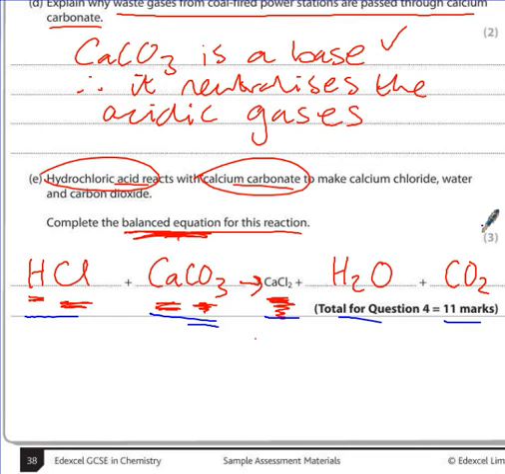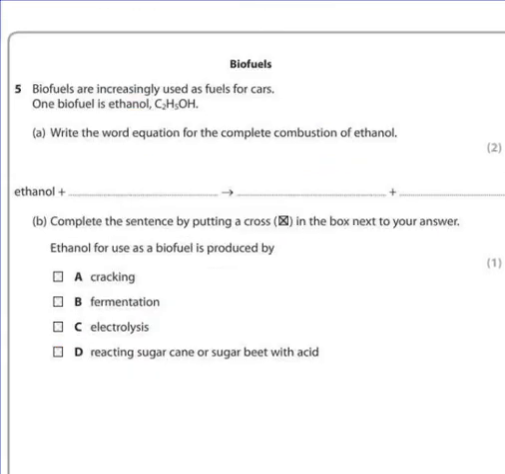Right, we're looking for 3 marks. 1 mark for the formulas on the left, 1 mark for the formula on the right, the products, and we just need to balance it to get that final mark. H's on the left are 1, but there's 2 on the right, so we need a 2 there. Chlorines on the left are now 2, and we've got 2 there, so that's okay. Calcium's 1, calcium 1, carbon 1, carbon 1, oxygen's 3, oxygen's 3. So that's balanced. We get the 3rd mark there. Right. Now, probably moving on to another question.